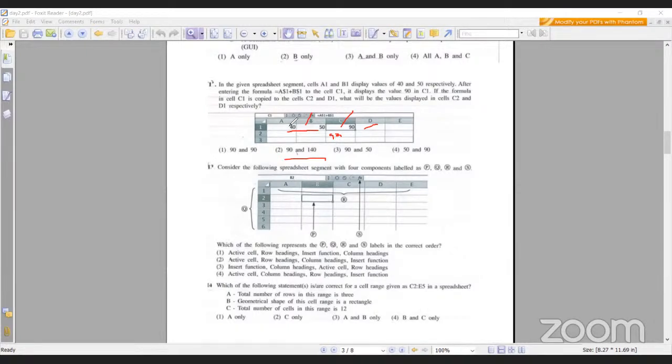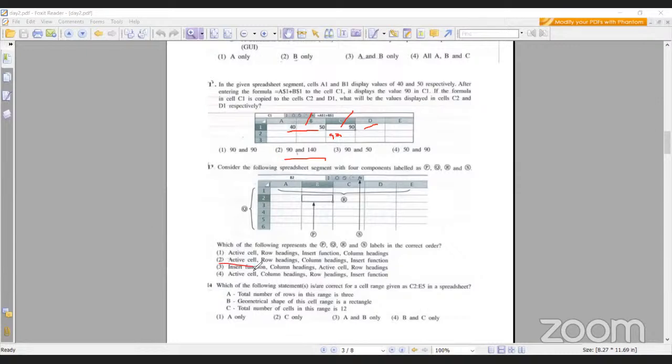So ABC, PQRS. P is for active cell. Q is row headings. R is column heading. Insert function next one. So second answer.